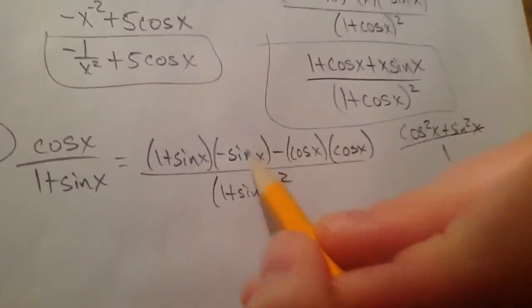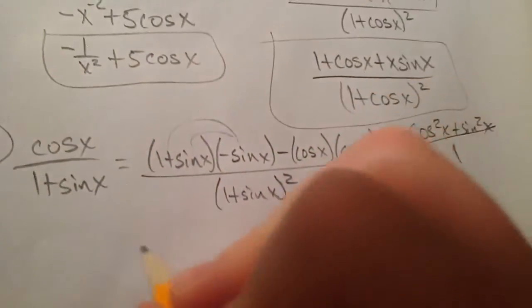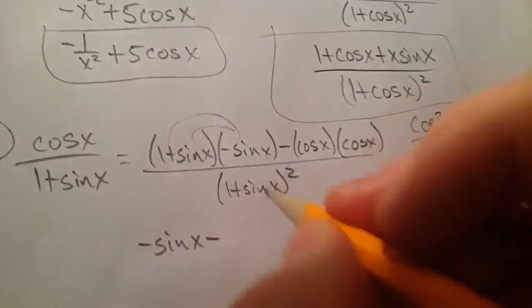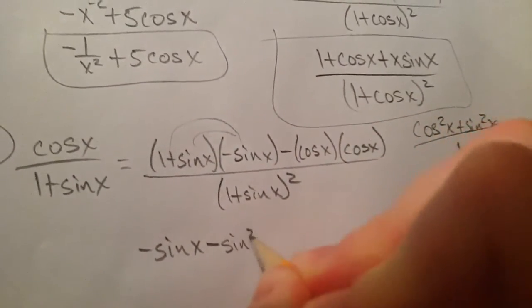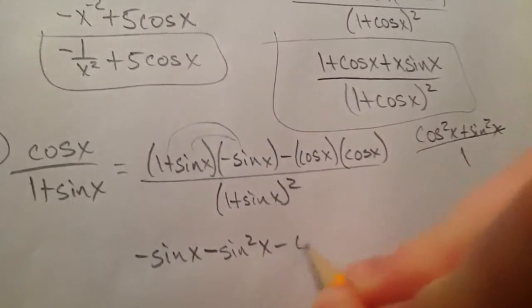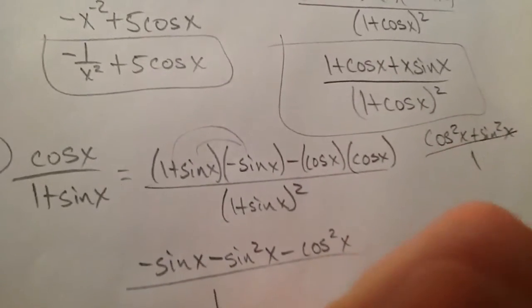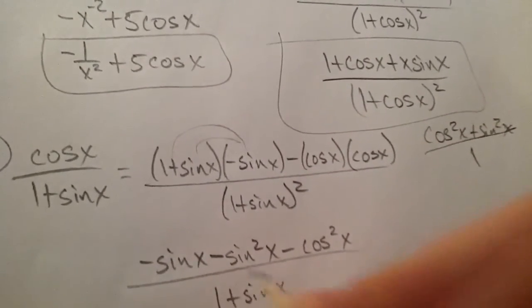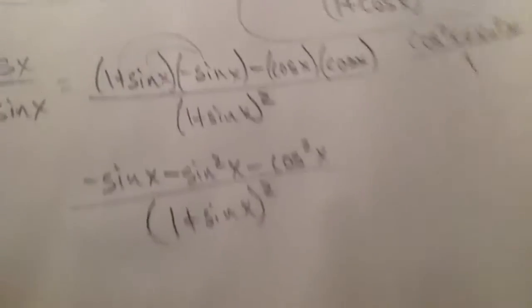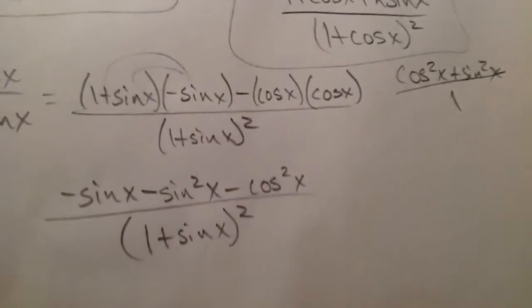And then multiply out the top. So you have negative sine, distributive property, right? Negative sine of x. Negative times the minus would be sine squared of x. And then this is going to be minus cosine squared of x all over 1 plus sine of x squared. This one's kind of tricky because you have negative sine squared and negative cosine squared.